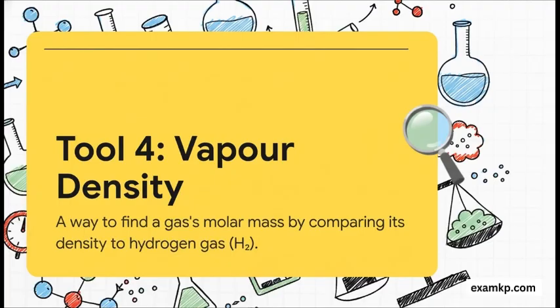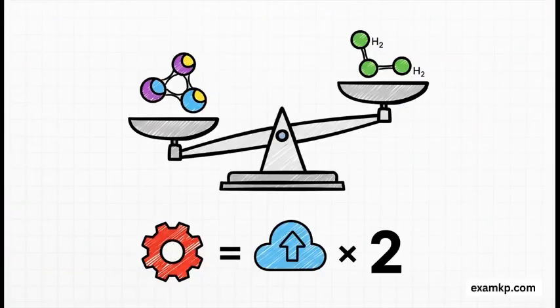All it is, is a simple way to figure out the molar mass of some unknown gas by comparing how dense it is to hydrogen, which is the lightest gas of all. And the formula could not be easier. The molar mass is just the vapor density times 2. So why 2? Because we're comparing it to hydrogen gas, which is H2, and its molar mass is about 2. It's a super quick and easy conversion to remember.